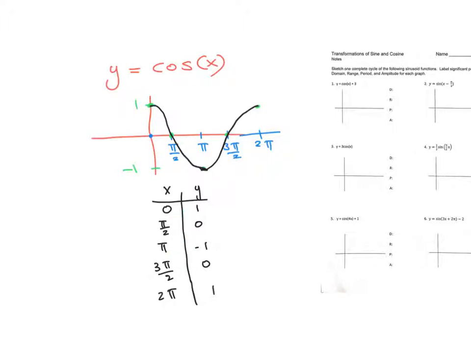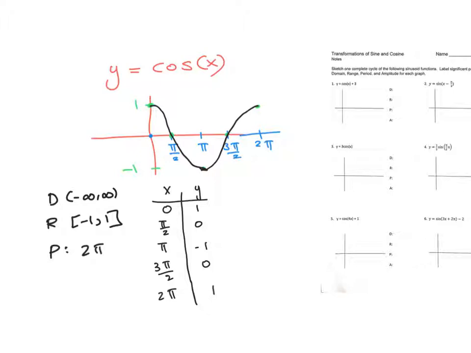So what would be the domain of something like this? The domain, so the graph continues on forever. This is just a part of it. And then the range, it goes from negative 1 to 1. It does not go above 1 or below negative 1. The period for something like that is 2 pi, because every 2 pi it repeats.